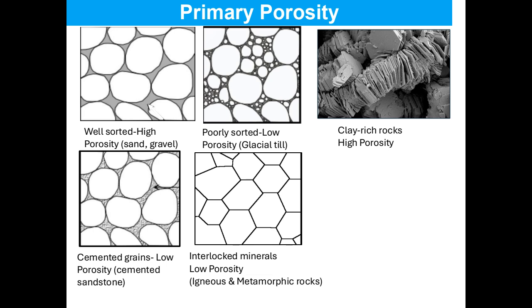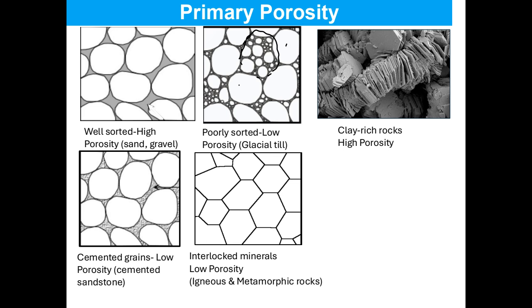How about poorly sorted sediments or soil? You can see, for example, you have different sizes. Poorly sorted means simply different sizes, unlike sorted, when you have the same size. You have big, medium, small, very small, and so on. What happens is that here, these very small particles fill the space between the big ones, reducing the porosity.